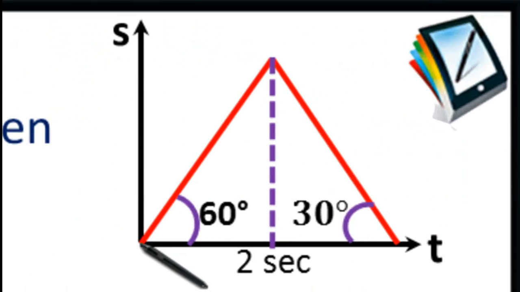So that means initially starting from rest, as the time increases, the displacement of the particle increases. After some time, the displacement of the particle decreases and finally the body comes back to the same position. That means the net displacement when the graph ends at this point is equal to 0.